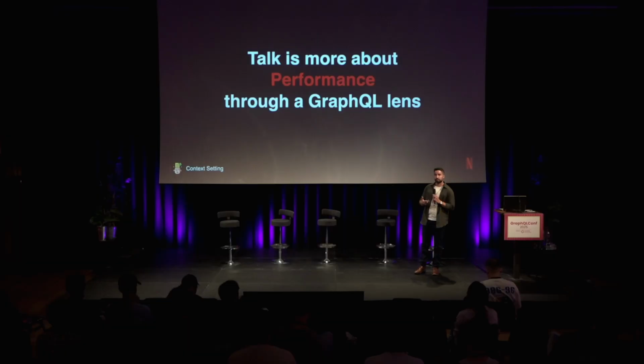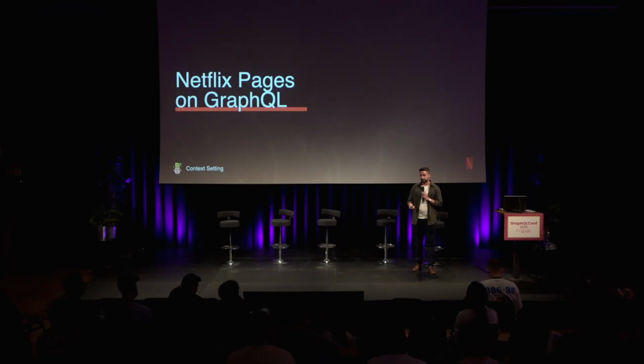This talk is really about performance, but through a GraphQL lens, right? Most of us are familiar with GraphQL in some capacity, but in terms of how GraphQL operates at mind-numbing scale, that's what we want to talk about today. What are some optimizations that we made to ensure that our systems are humming appropriately and that they can respond to requests with extremely high availability?